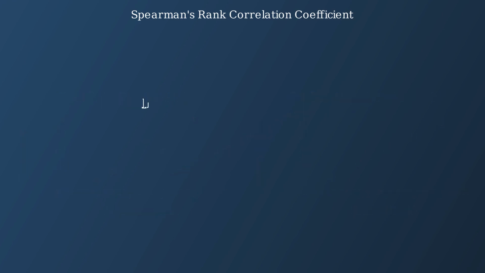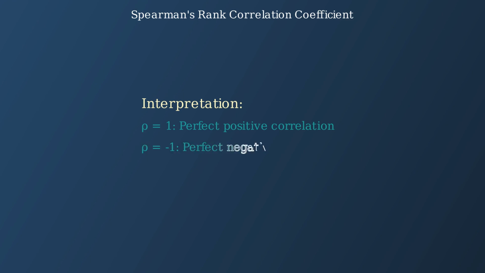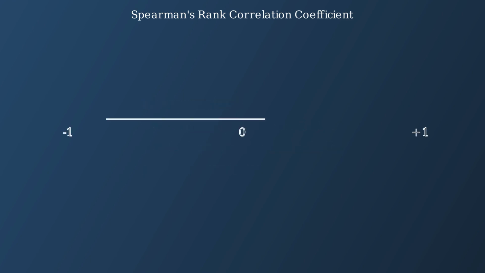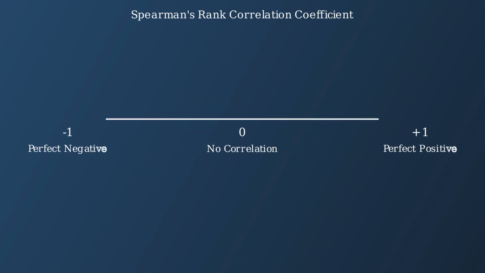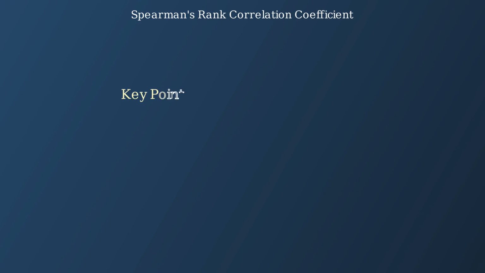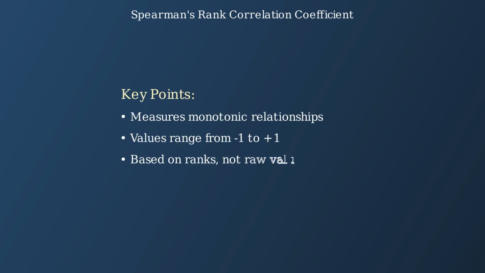Let's interpret what different values of rho mean. A rho value of positive 1 indicates a perfect positive correlation, where ranks match exactly. A rho value of negative 1 indicates a perfect negative correlation, where ranks are exactly opposite. A rho value of 0 indicates no correlation between the ranks. Let's visualize this on a scale from negative 1 to positive 1. Our example resulted in a perfect positive correlation with rho equal to 1. Let's summarize the key points about Spearman's rank correlation coefficient.